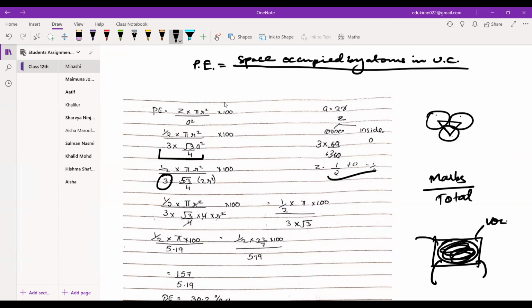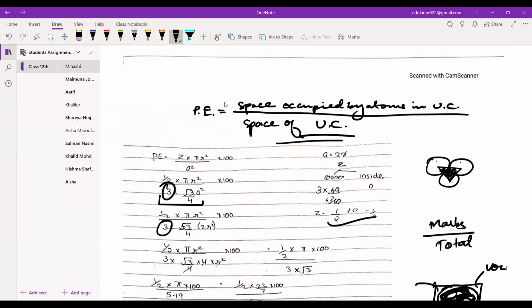These are the void. So you have to see how much space is occupied by atoms and divide by the space of the whole unit cell. So this is the unit cell. You keep this in mind, space of unit cell, and then you will not make any mistakes. Okay, fine. Other things were fine. You just made this small mistake.